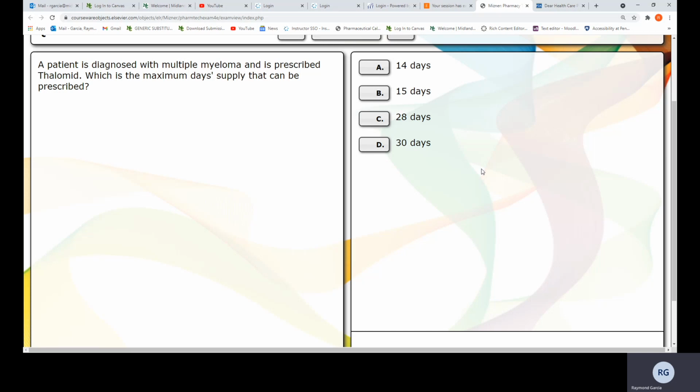You got a different guess? Okay. Say D. Let's try A first. The doctor may provide a prescription for up to 28 days supply for Thalidomide with no refill. So 28 days for Thalidomide.